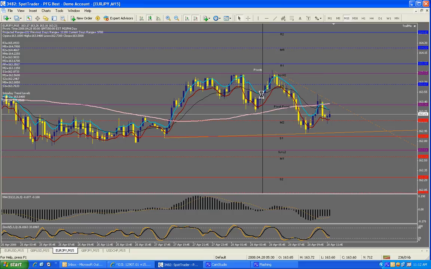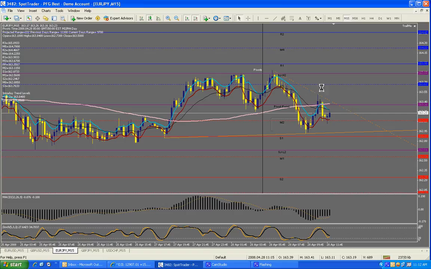Anyway, we came to the short side here, and we would have taken a short if we made a new low, which we didn't. We came back, so that's another reason why this thing doesn't know what it wants to do. So this is a stay away currency, no trade.